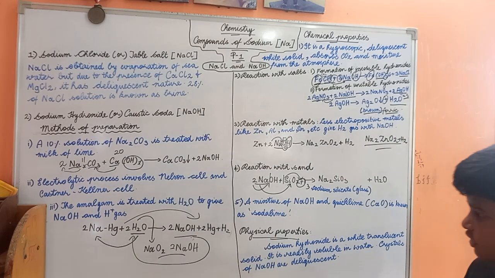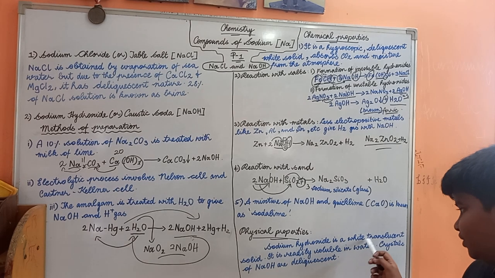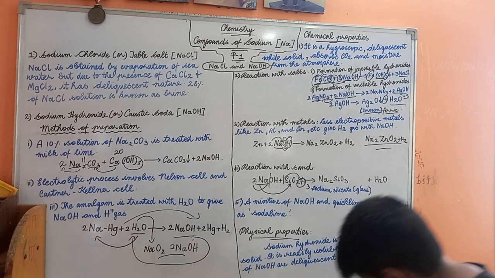Yes, so I'm back. Now we'll look at physical properties. So what we have known is sodium hydroxide is a hygroscopic deliquescent white solid and also absorbs CO2 and moisture from the atmosphere. That is a chemical property. Now we'll look at physical property.